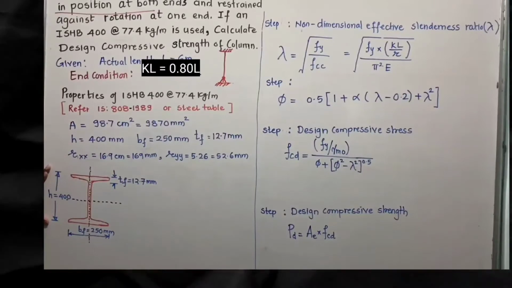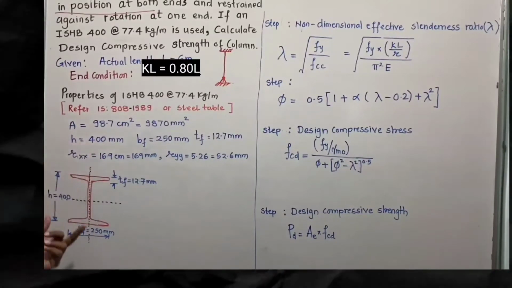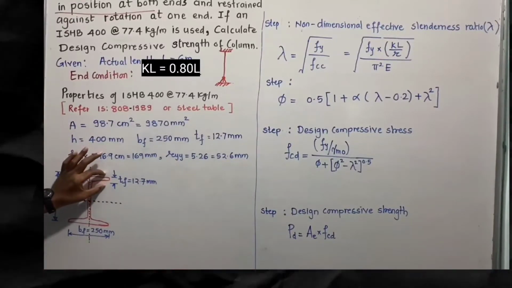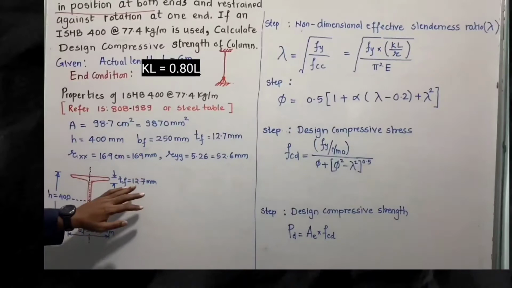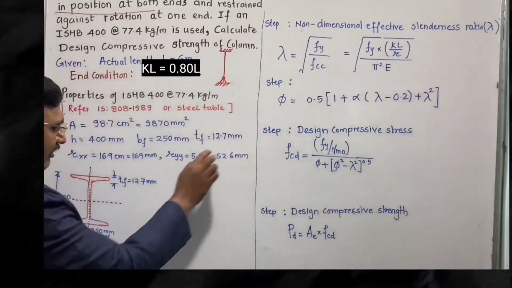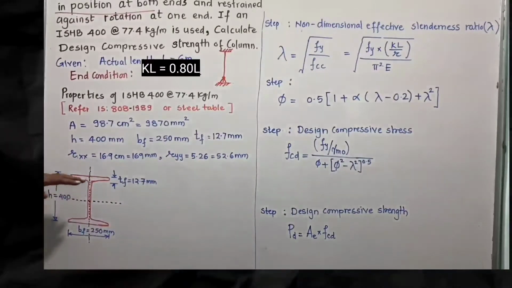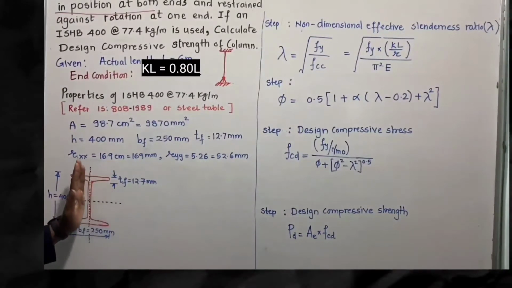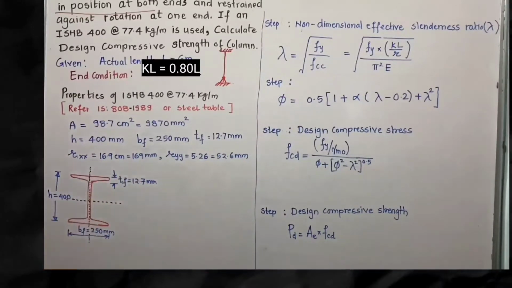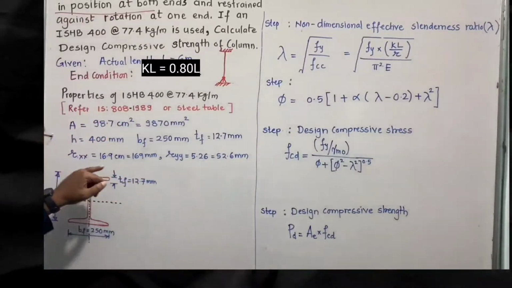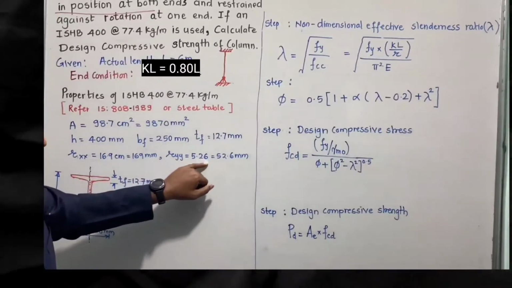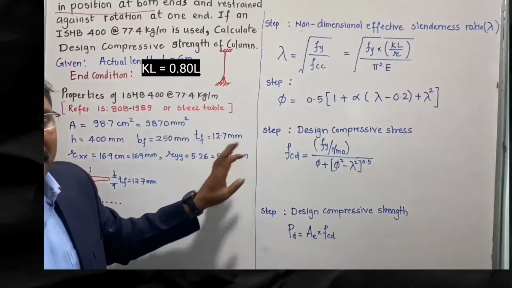Then the depth H is 400. The width of the flange is 250 mm. The thickness of flange is 12.7 mm. The radius of gyration about the x-axis and y-y axis is given: about the x-axis 16.9 centimeter, and about the y-axis 5.26 centimeter, which is 52.6 mm.